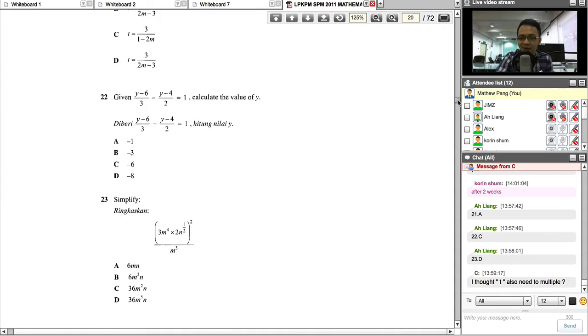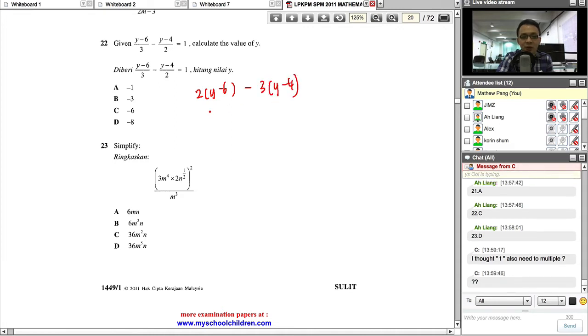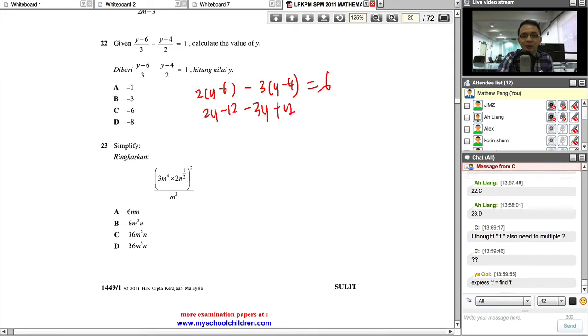Seems some students already finished the other two or three, so if you have no issue, I'm going to solve this part very fast. You do not waste time. This one I'm going to multiply 2, y minus 6. And this one I'm going to multiply 3, y minus 4 over 6. So I'm going to move the 6 here. So this one will be 2y minus 16 minus 3y plus 12 equals 6. So y minus 3y, minus y, negative 6. Negative y is 6, so y equals negative 6. So it will be C.